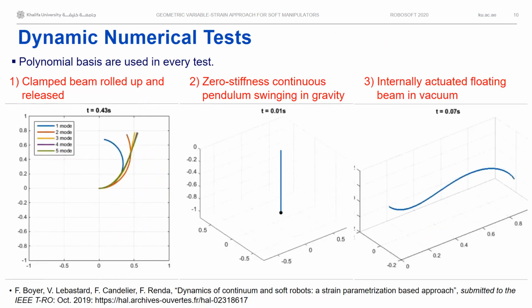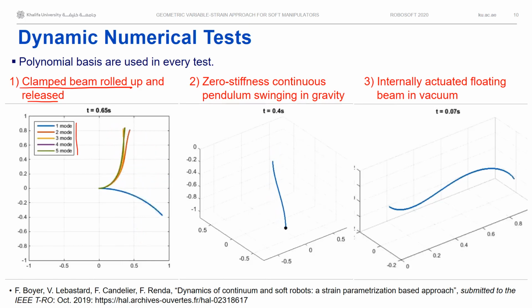We validate our approach through dynamic numerical tests that are reported in the preprint of the paper submitted to the TRO. The first test is a clamped beam roll up and release, which allows us to verify the convergence of the solution for a polynomial basis of increasing order.